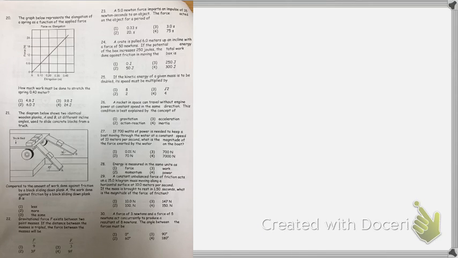All right, now we're on page 3, questions 20 through 30. You have a graph that represents the elongation of a spring. So F equals Kx is what I would say is the relationship between the force and the elongation. It's straight, so it follows Hooke's law. How much work must be done to stretch the spring 0.4 meters?